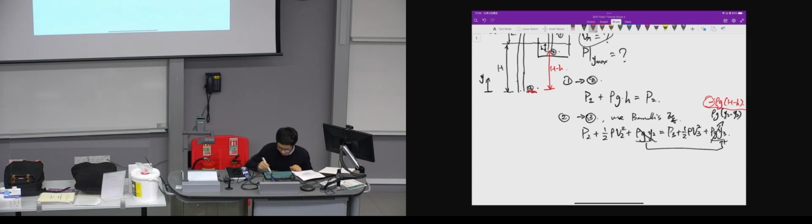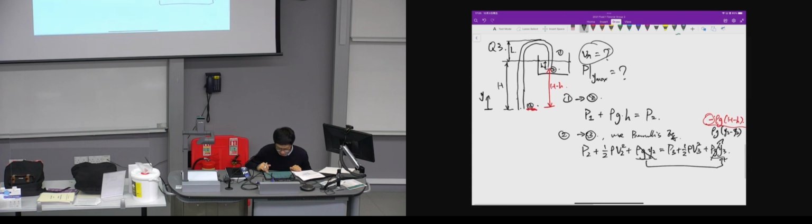All right, so then we can see what we know from these two equations. We first know that P1 is atmosphere pressure. Let me use another color. So this is atmosphere pressure, and P3 is atmosphere pressure again. And we also know velocity at point 2 is 0, so we have 0 here, and this is Vx squared.